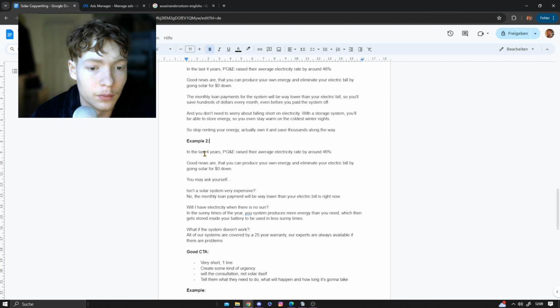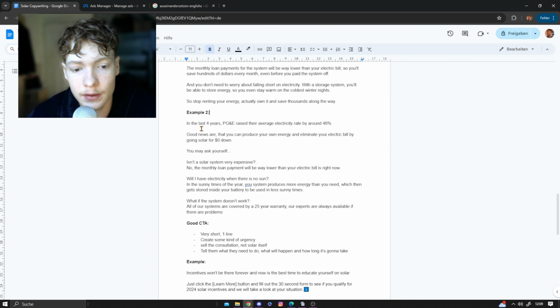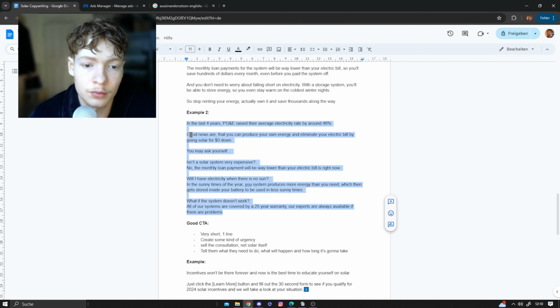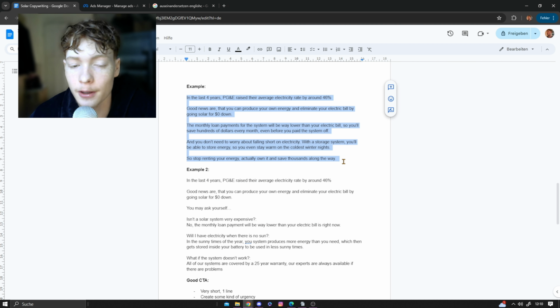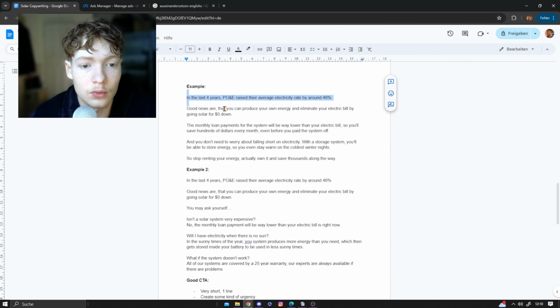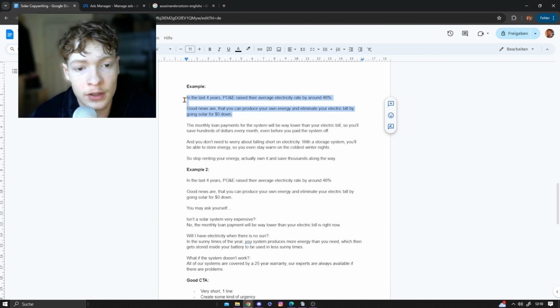Then example 2. This is more of a longer example, as you can see, but it's still not too long, just longer. So this is more on the longer side, and even this could be shorter. You can also get away with writing a body that's two lines, especially when you do social media marketing on Facebook.